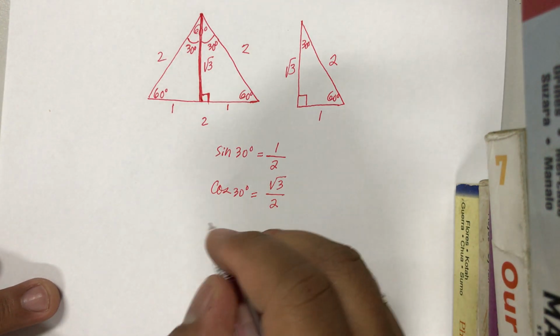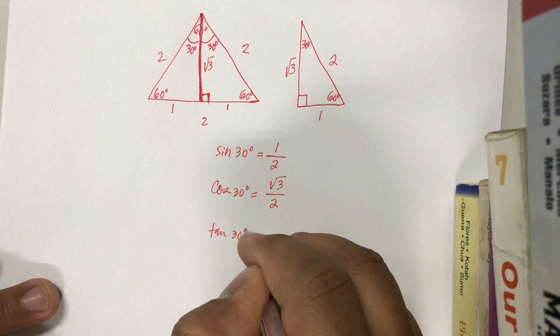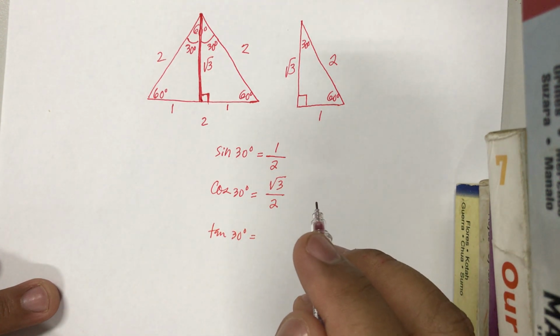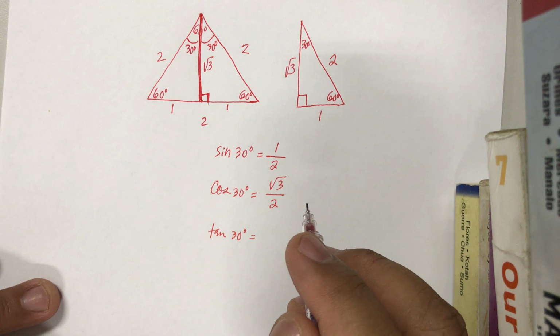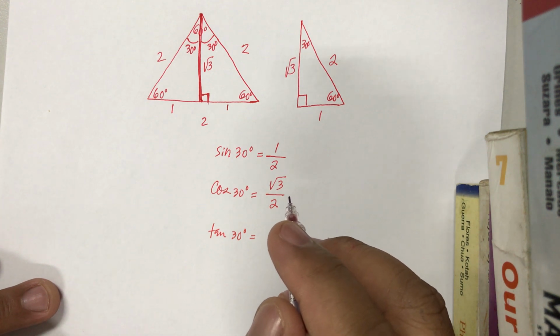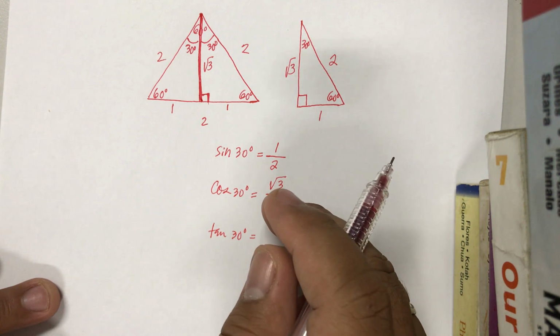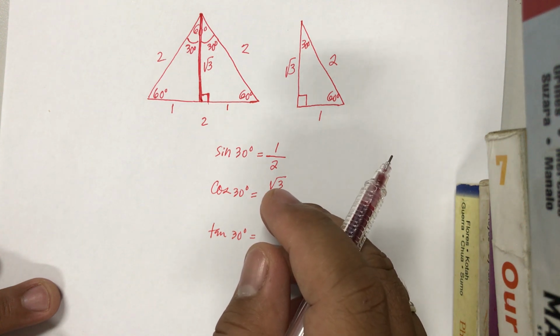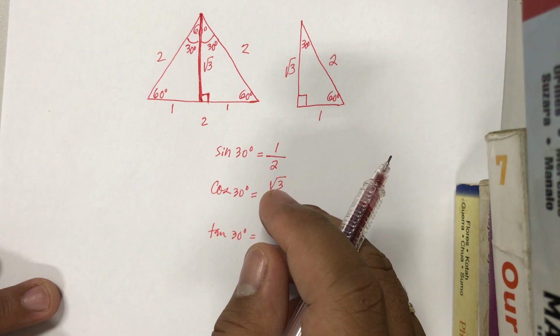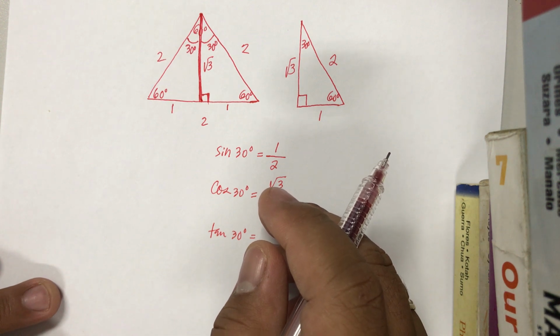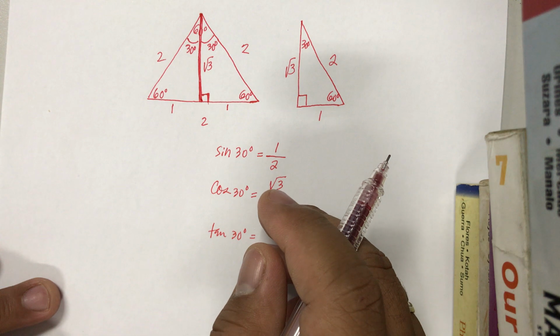Okay. Tangent of 30 degrees, side opposite over adjacent, that's 1 over square root of 3. But 1 over square root of 3 is not yet a final answer since there is a radical in the denominator. So what you will do is rationalize the denominator by multiplying both numerator and denominator by square root of 3. Again, the question is, are you changing the value of the number when you multiply 1 over square root of 3 by square root of 3 over square root of 3?